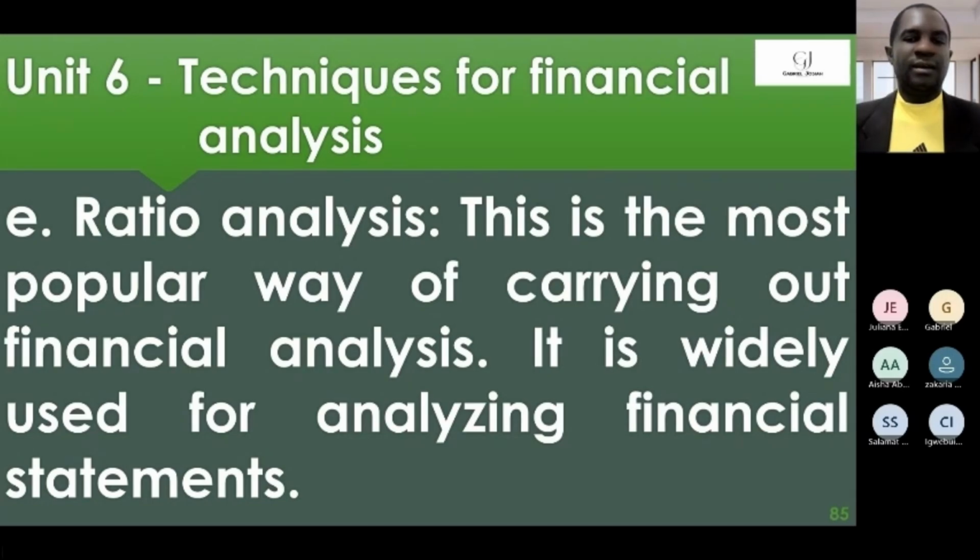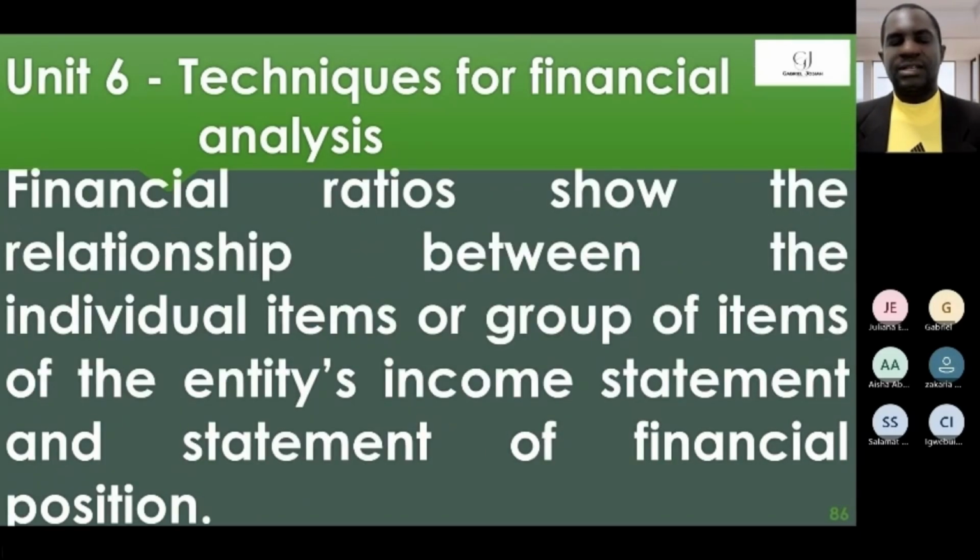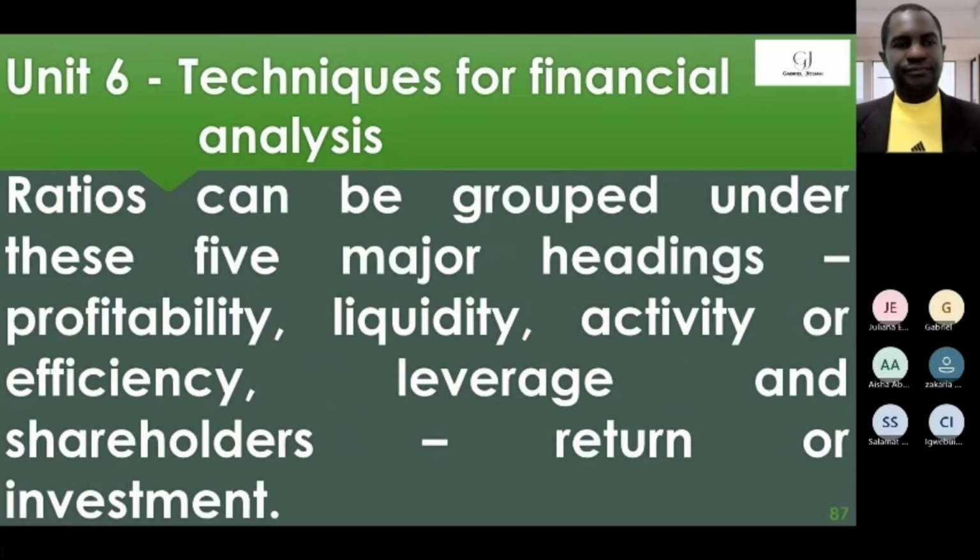This is the most popular way, of course, and most of the exams always come with ratio analysis, and the case study is all about that. This is widely used for analyzing financial statements. Financial ratios show a relationship between the individual items or group of items of the entity's income statement and statement of financial position. So ratios don't really relate with cash flow statements, just one or two ratios like the cash flow to debt ratio. That's just a ratio that is not a popular ratio, though we'll look at it when it comes to ratio analysis. But most ratios are between the statement of financial position and the income statement.